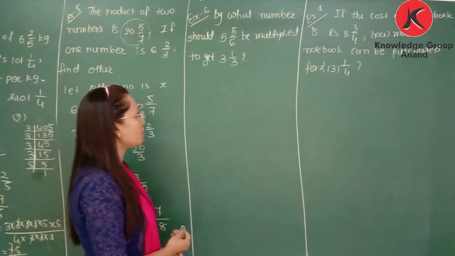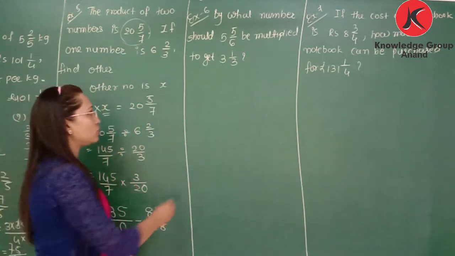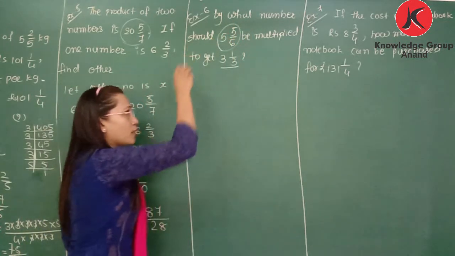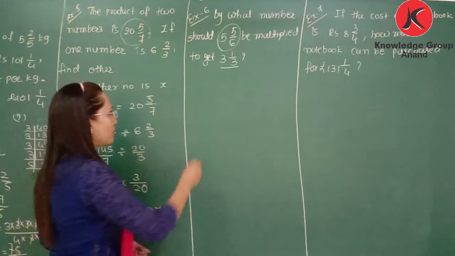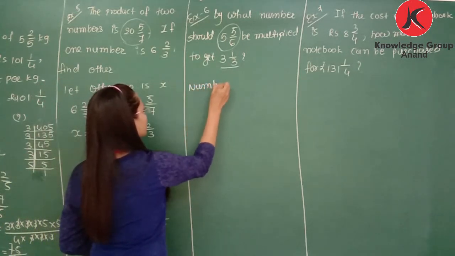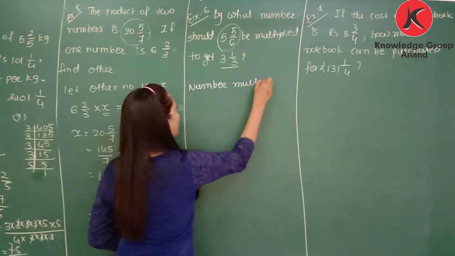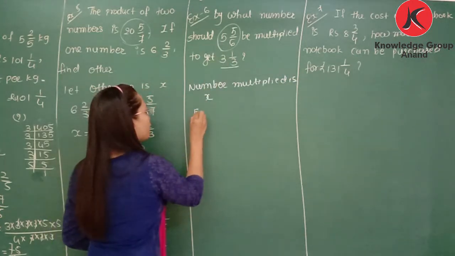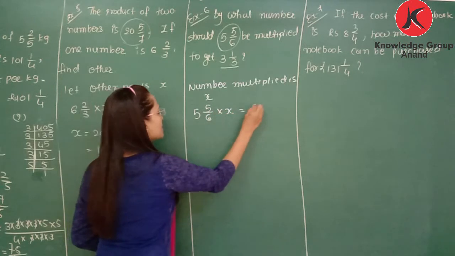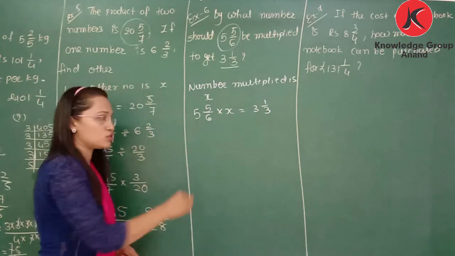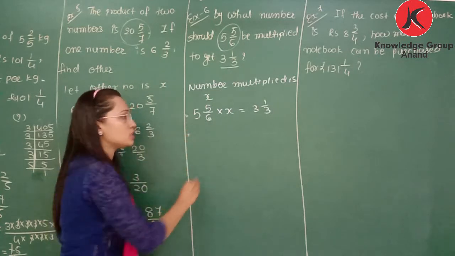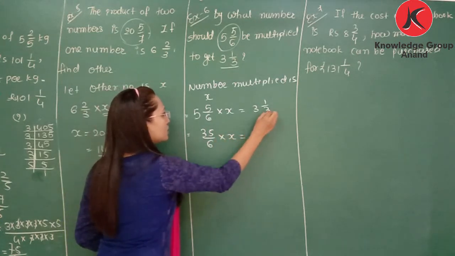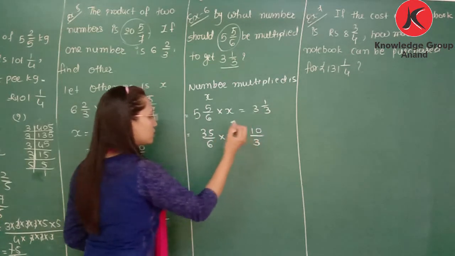Now next, by what number should 5 by 6 be multiplied to get 3 1 by 3? So you need to multiply some number with 5 by 6 and the answer is 3 1 by 3. So let the number to multiply be x. So if x is multiplied with 5 by 6, the answer is 3 1 by 3. Now convert the mixed fractions into improper fractions. 5 6s are 30 plus 5, 35 by 6, multiply x. 3 3s are 9 plus 1, 10 by 3.